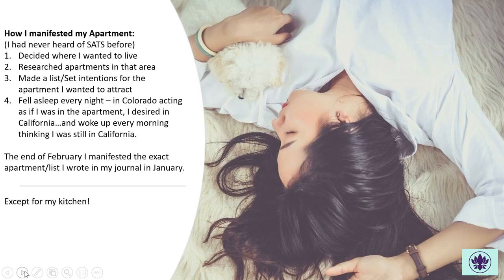And then I made a list and set intentions for the actual apartment that I wanted to attract. I set things like, I wanted to be as close to the beach as possible. I set my budget. I didn't want to go over this amount of money. I needed at least one bedroom. I wanted parking. All of the things that I desired in my apartment, it was like my ultimate wish list.